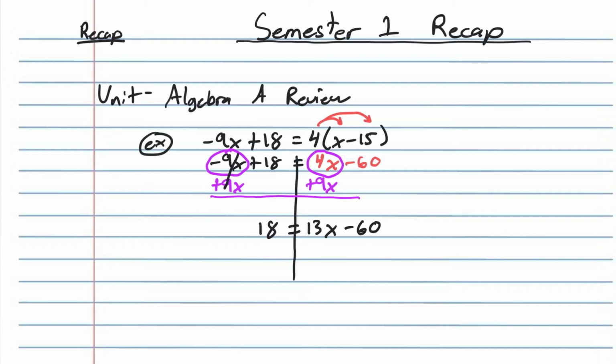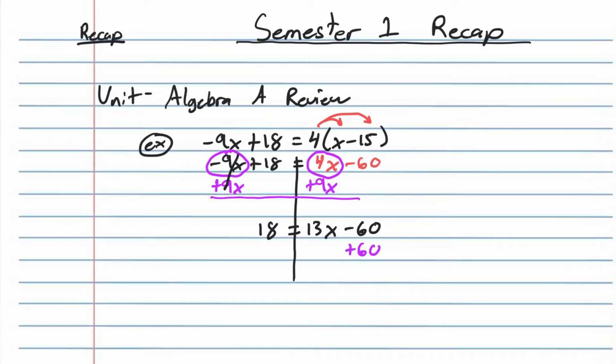Okay. Now that x is on one side, the numbers have to go to the other side. So because I have the x's on the right-hand side, I got to get rid of that 60. So the opposite of a negative 60 would be a positive 60. So notice we just keep moving things around until we get x equals. That's the goal. Okay, these cancel. Now we have 13x equals 78. Okay. And then we need to get rid of the 13.